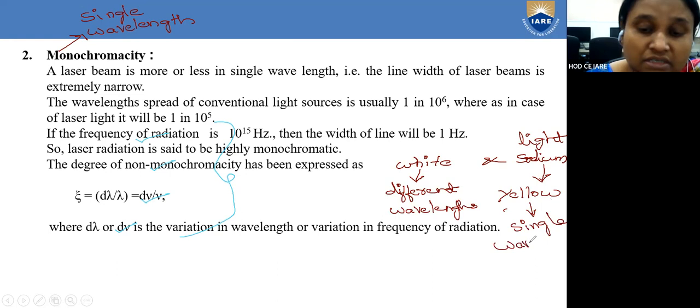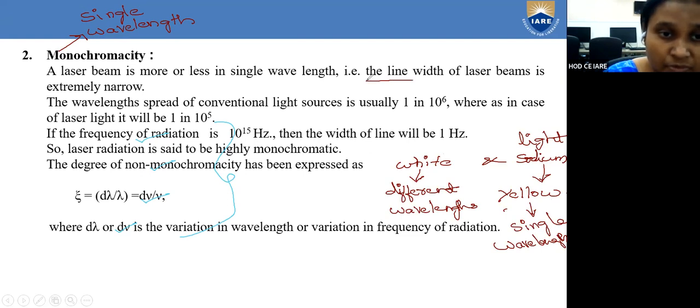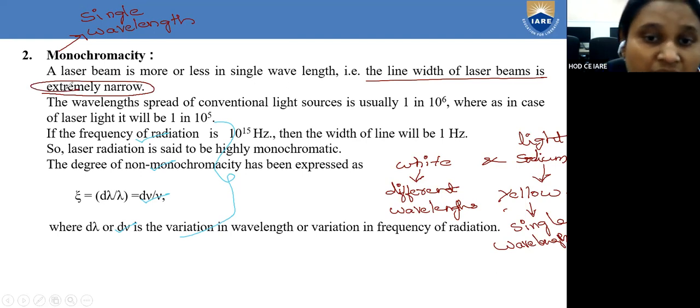So what do you mean by single wavelength? It means it has only one type of color, whereas white light is a combination of different colors of different wavelengths. So if you say that laser light is monochromatic, it means that it exhibits a single wavelength. Or how can we put it in other words? What you have to understand here is the line width of the laser beam. This point is very, very important. The line width of a laser beam is extremely narrow.